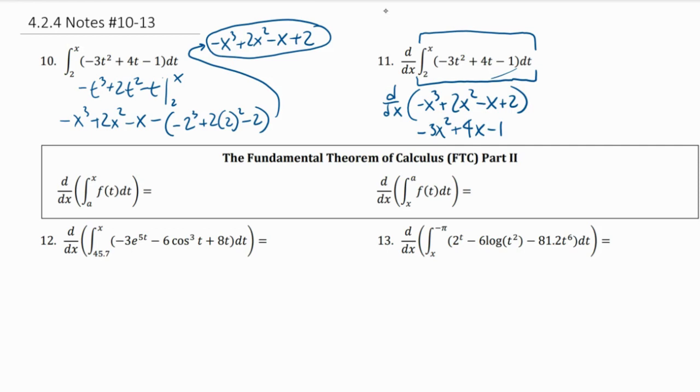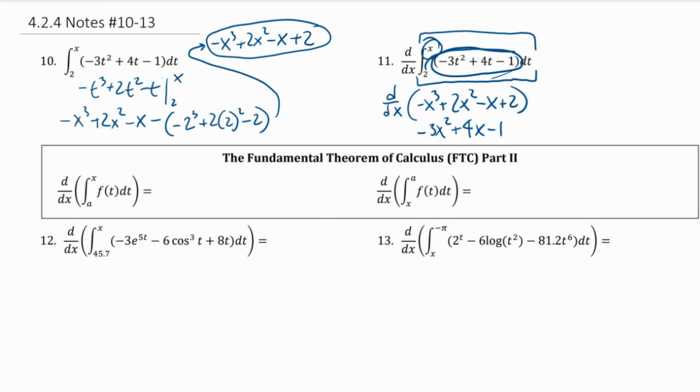Hey, what do we notice? Isn't that just the original function, but instead of t's, it has x's plugged in? So that's what FTC part 2 basically tells us: if you take the derivative of an integral, they kind of cancel each other out. They don't totally cancel each other, we're not left with t's. But if you think about the steps you're doing, you're finding the antiderivative and then you're taking the derivative. Well, if you find the antiderivative and then take the derivative, what do you end up with?